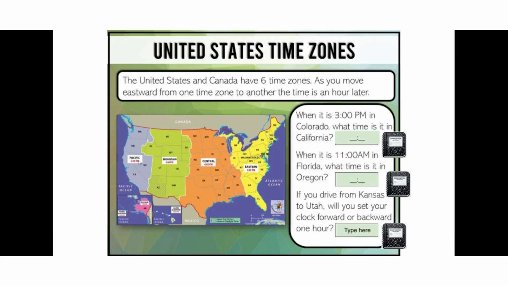When it's 11 a.m. in Florida, here's the state of Florida in the Eastern time zone. What time is it in Oregon? We have to make several jumps here because we have to start in the Eastern time zone. We go through the Central time zone, through the Mountain time zone, and Oregon is also in the Pacific time zone right here. So if it's 11 o'clock a.m. in Florida, what time is it in Oregon?